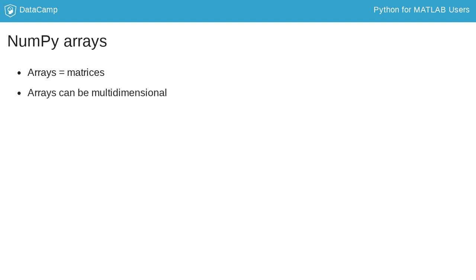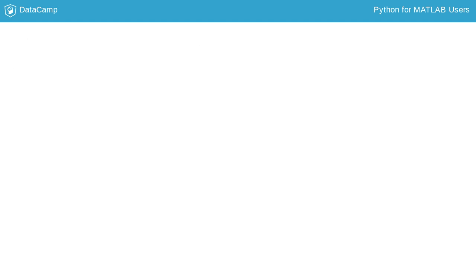Like MATLAB's matrices, NumPy's arrays can have 1, 2, 3, or more dimensions. And every element in the array must be of the same type. All integers or all floats, for example. There are some practical differences, however, particularly in how you access data stored in NumPy arrays.